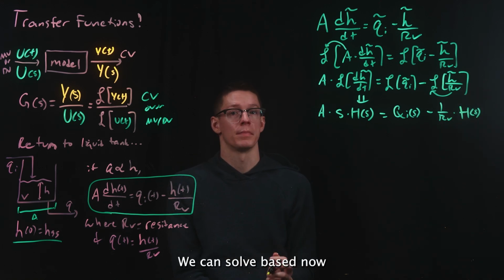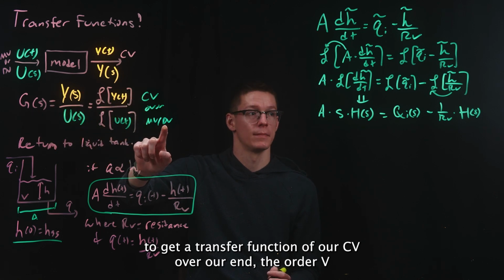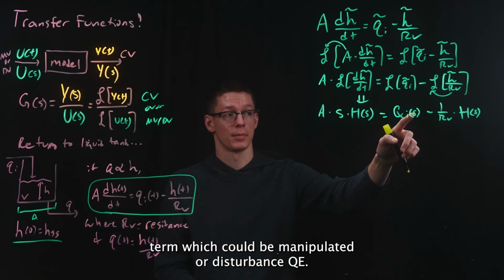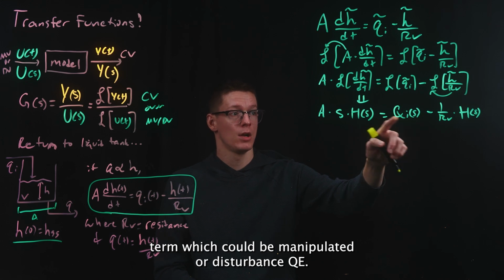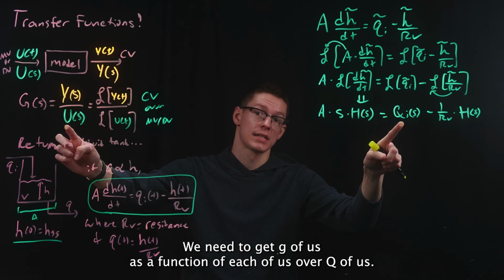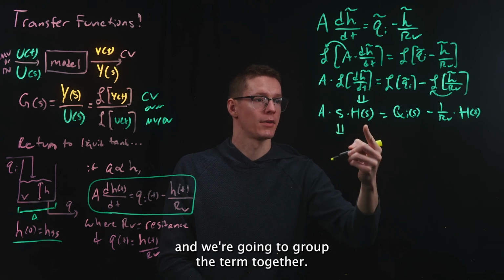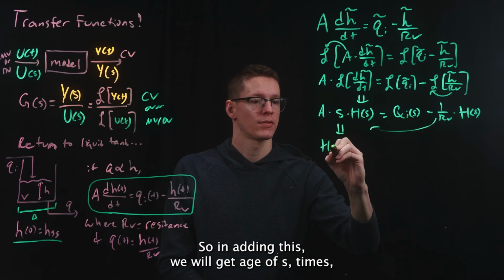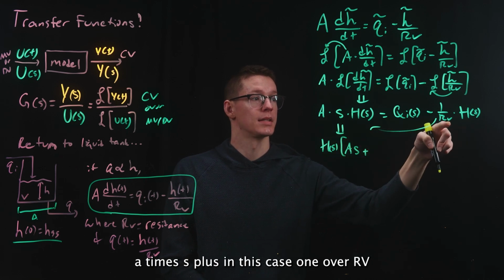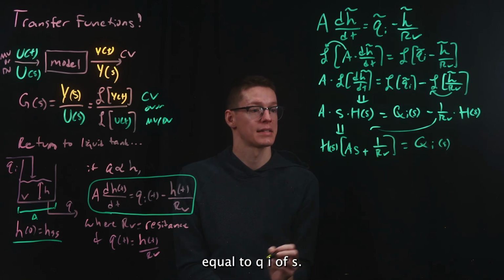We can solve for this now to get a transfer function of our CV over our MV or DV, because we're trying to control, in this case, the height, and it's going to be a relationship to our other expression term, which could be manipulated or disturbance, QI. We need to get G of S as a function of H of S over QI of S. To do that, we're going to move this to the right-hand side, and we're going to group the term together. So in adding this, we will get H of S times A times S plus, in this case, 1 over RV equal to QI of S.